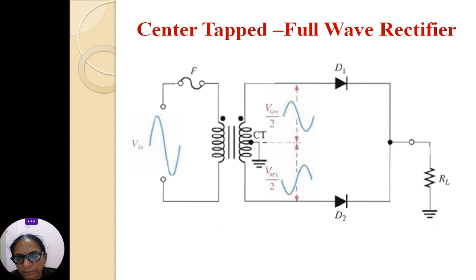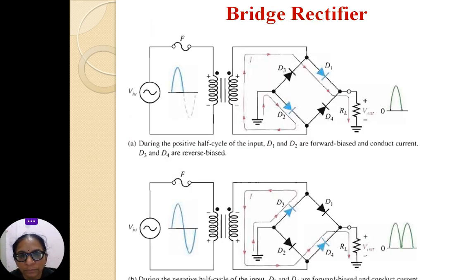The transformer is connected at the input side. At the secondary of the transformer, D1 and D2 are connected. During the positive half cycle, diode D1 will be conducting, and during the negative half cycle, diode D2 will be conducting. Also, the full-wave rectifier is classified into the bridge rectifier, where 4 diodes are used in a bridge fashion. Diodes D1 and D2 will be working during the positive half cycle, and D3 and D4 will be working during the negative half cycle of the input signal. So you will be getting the output in both the half cycles.